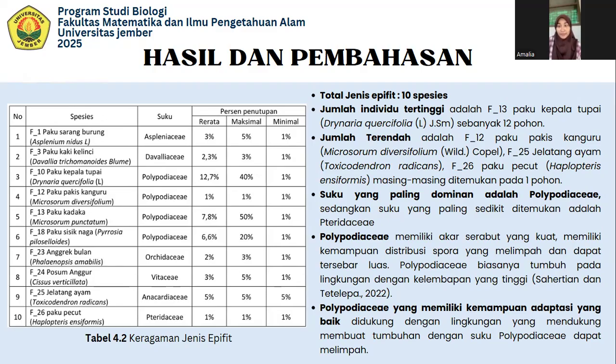The most dominant family is Polypodiaceae, while the least common family is Pteridaceae. Polypodiaceae is common because it has strong fibrous roots and abundant spore distribution capacity, so it can spread widely. Polypodiaceae usually grow in environments with high humidity, and this good adaptability, supported by a suitable environment, makes plants of the Polypodiaceae family abundant.